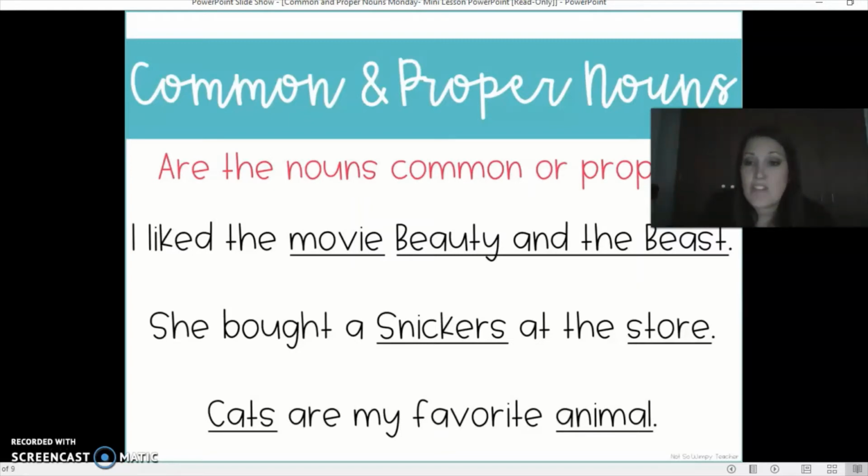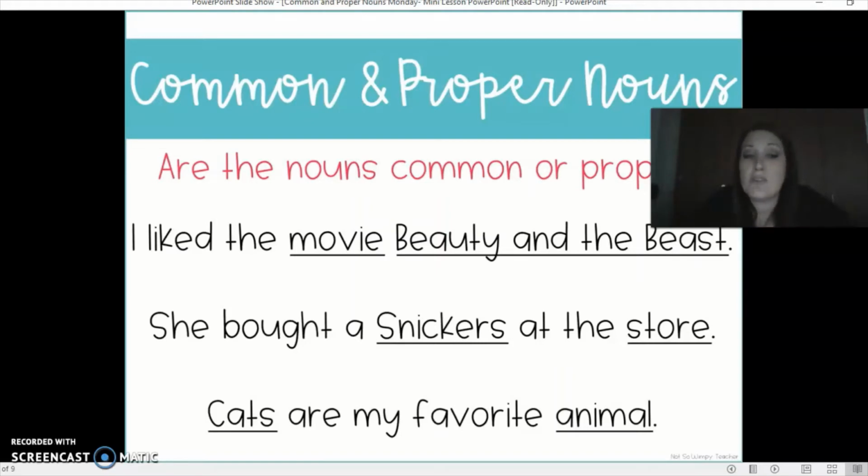She bought a Snickers at the store. Okay, which one is not giving you enough information about which one? So it's common. Store. I'm going to the store. Which one did you go to? But what about candy? What type of candy? The specific one was Snickers. That's the specific name of it.